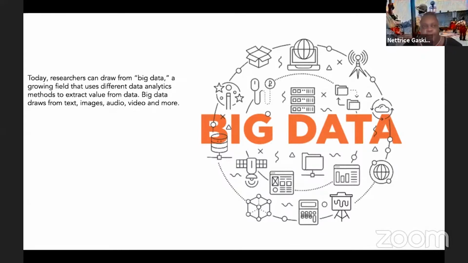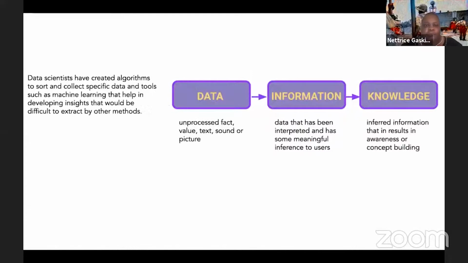When you think about W.B. Du Bois, he was working with a data set of a specific type at the turn of the 20th century. And now in the 21st century, we have access to even more information and data available to us, even at the click of a mouse. So data scientists have created algorithms that sort and collect specific data and tools, such as machine learning, which I'll talk about, that help in developing insights that would be difficult to extract by other methods.